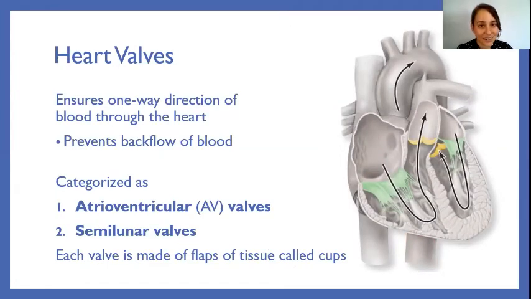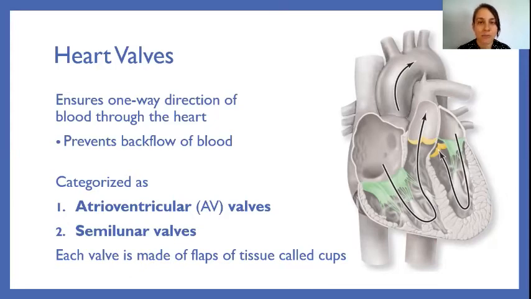Now in your heart, we want to ensure that blood only flows in one direction. Think about what would happen if blood went from your heart back to your lungs and then got pumped back out through your veins. There's no oxygen, you can't breathe, we're not able to get nutrients to all of our cells. We have to have it going that forward direction.